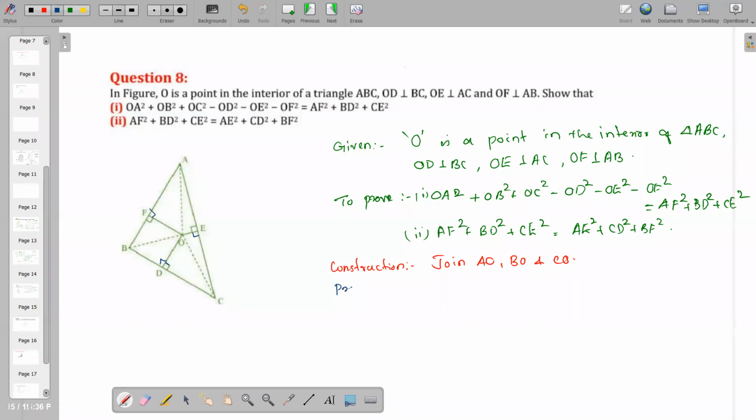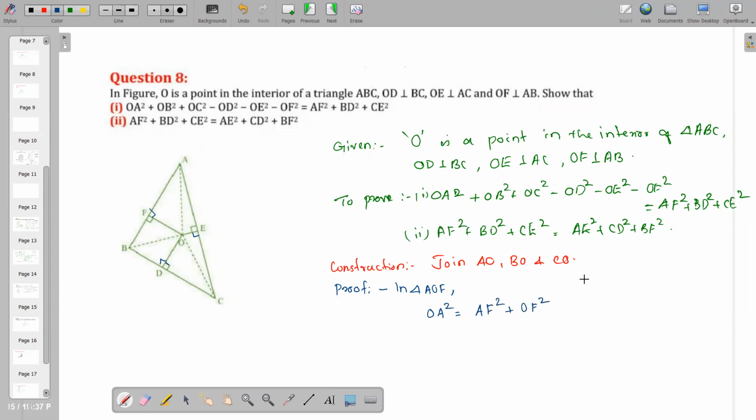Now, the proof part we can start. You can see what's the proof here. I am going to take first these two triangles. Which one can we take? We can take this triangle, it is AOF, in which AO is the hypotenuse, isn't it? In triangle AOF, in which AO is the hypotenuse, we can write OA square is equal to AF square plus OF square, correct?